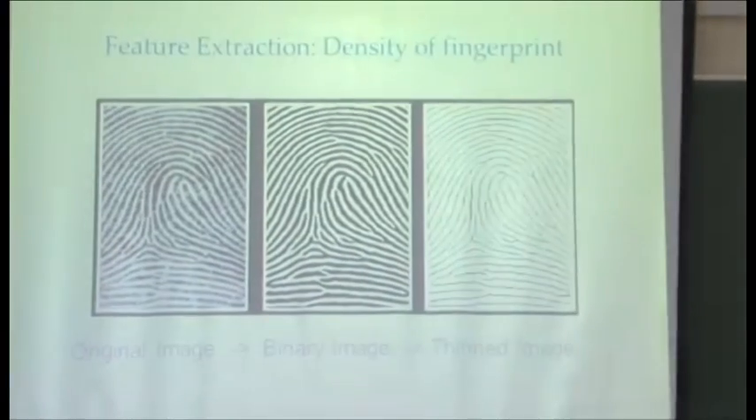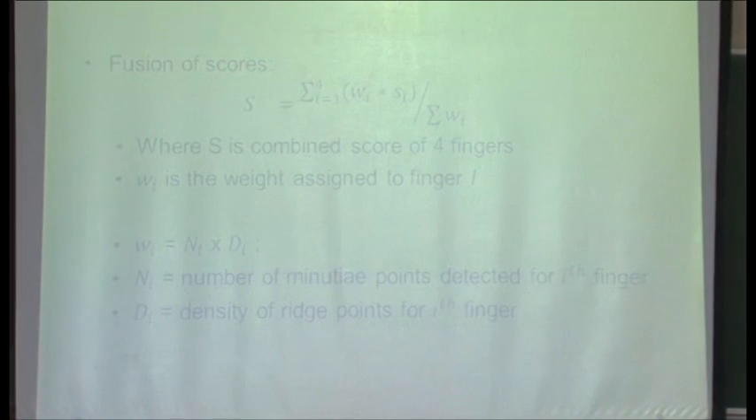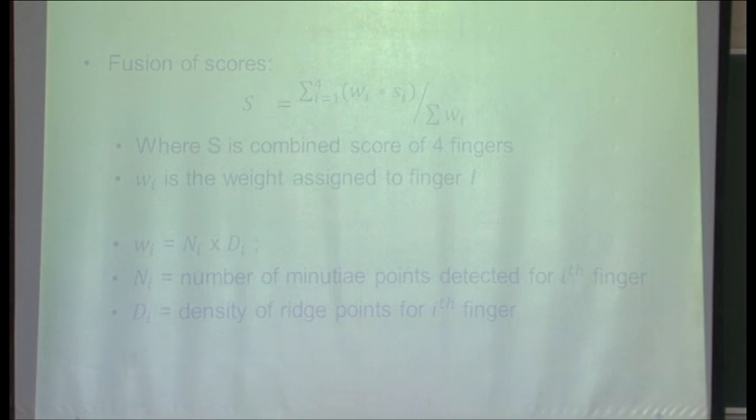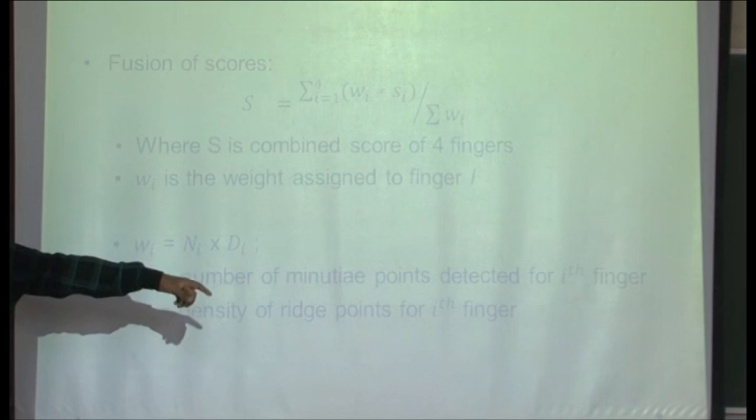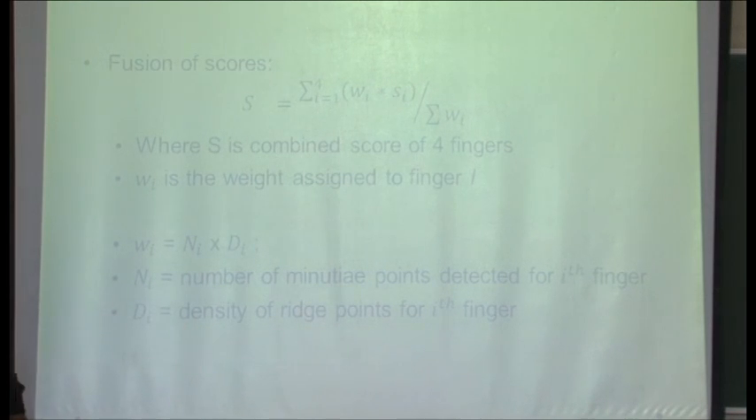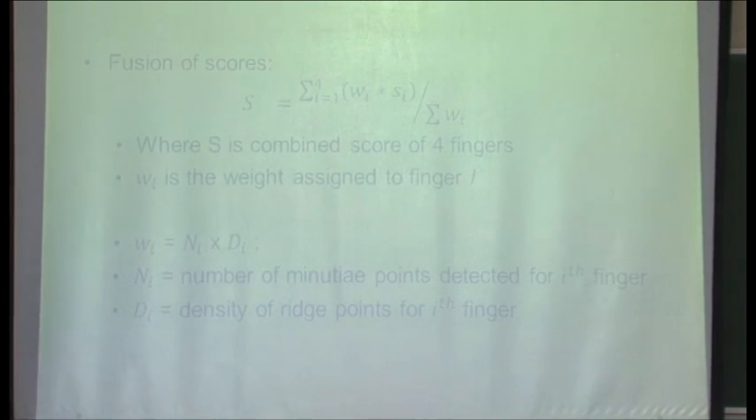After that, fusion. What is that fusion? I have done the weighted fusion. How did you get the weight? Ni into Di. What is Di? Ni is the number of minutia points detected for each of the 4 fingers, and Di is the density of the minutia points in the image. This is a quality parameter. Di is the quality parameter.